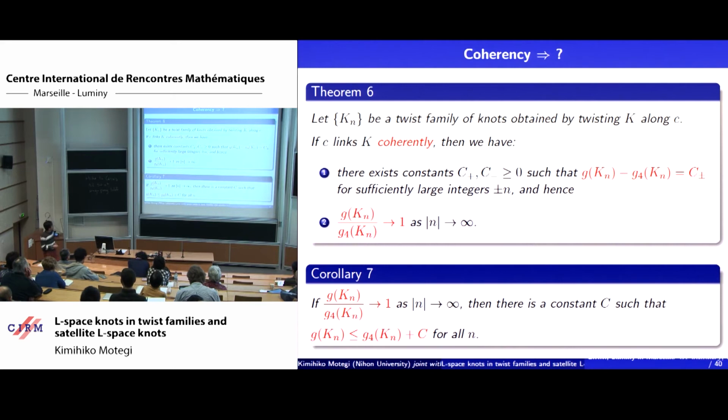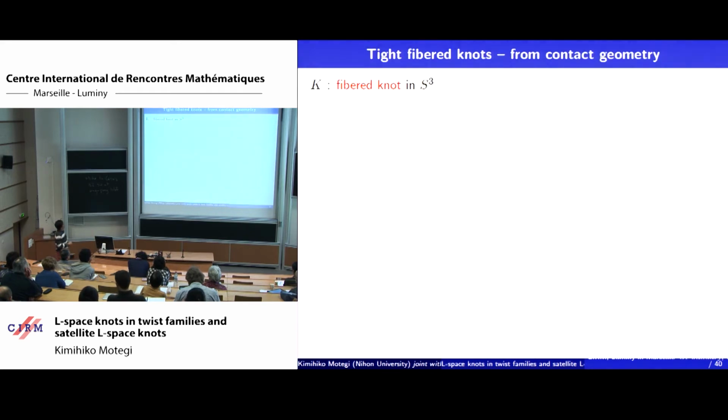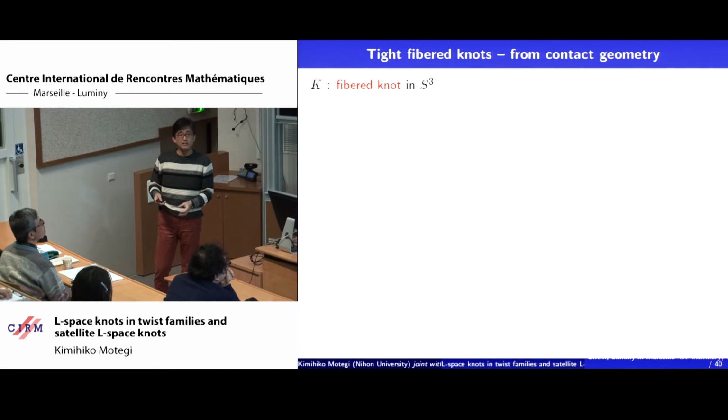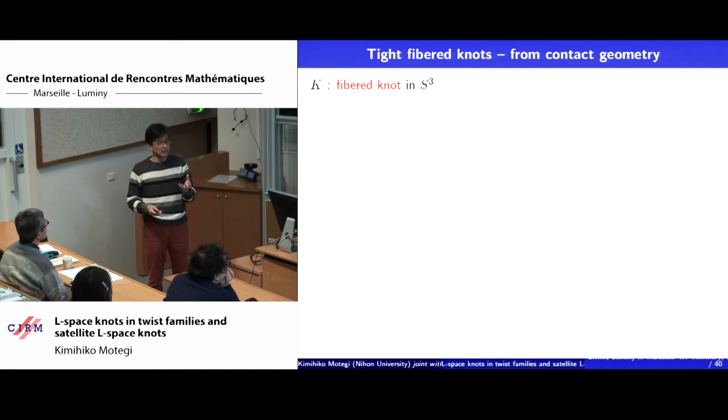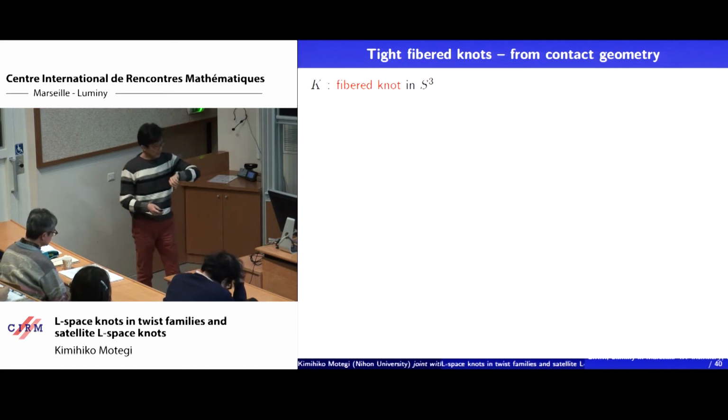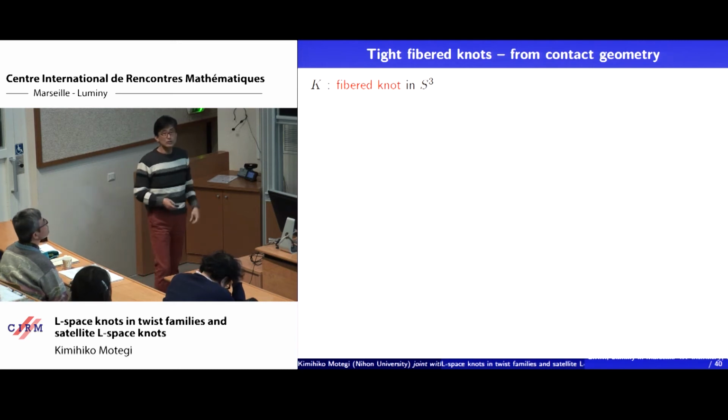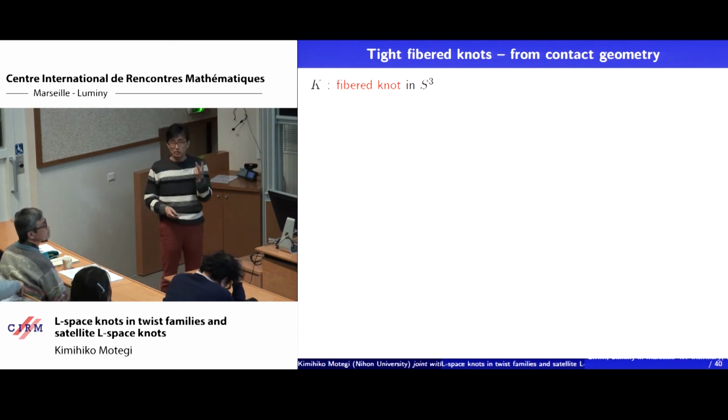So, okay. Up to now, we compared the Seifert genus and the slice genus of knots in twist families. And now we explain why we are interested in such a comparison. And to do that, we recall two notions, tight fibered knots and strongly quasi-positive knots.